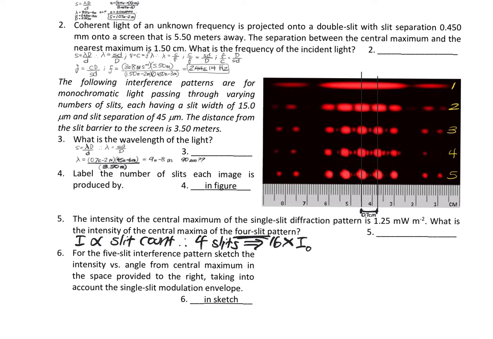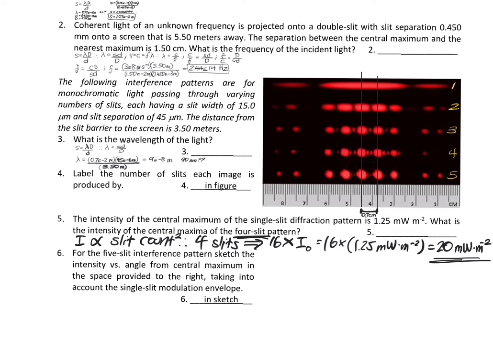And so our single slit is 1.25 milliwatts per meter squared, so 16 times that yields 20 milliwatts per meter squared. I just realized I is proportional to slit count squared. I forgot to add that squared in there. Or at least that's my understanding.